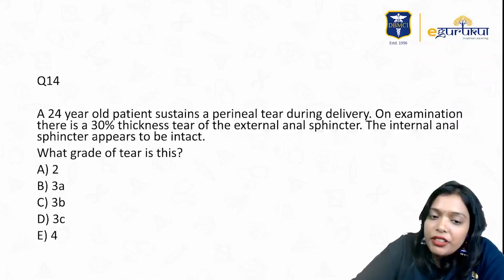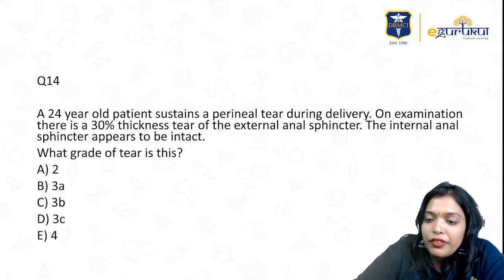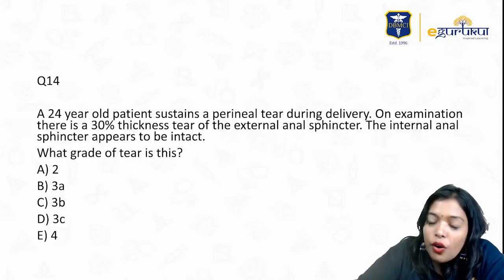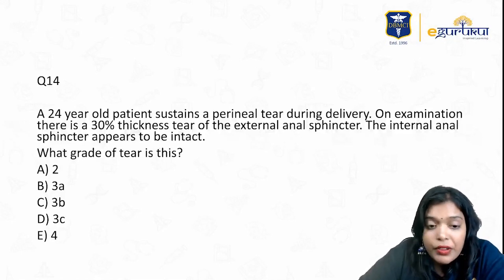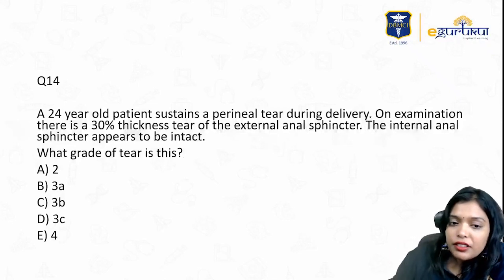A 24-year-old patient sustains a perineal tear during delivery. On examination, there is a 30% thickness tear of the external anal sphincter. Internal anal sphincter appears to be intact. What grade of tear is this?